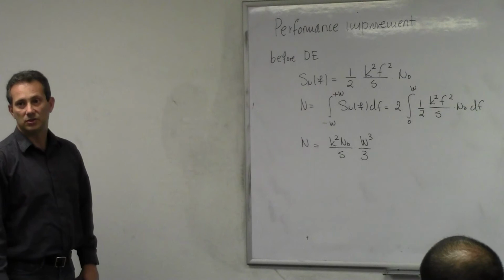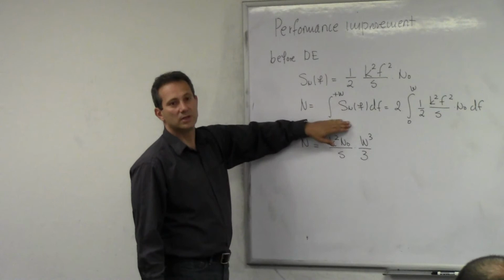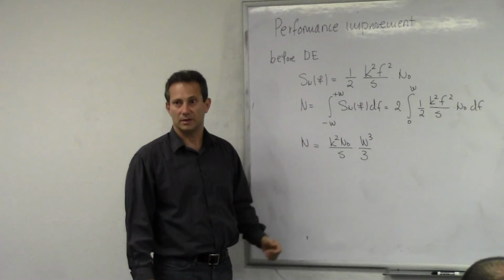How did I determine it? Well, I know the power spectral density. I have to integrate under the power spectral density in a given bandwidth to obtain the power of the signal. Right? And it's just a simple integral that you evaluate.